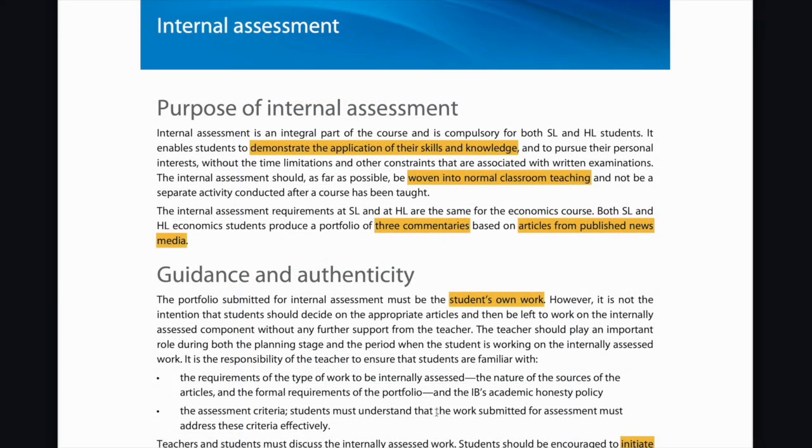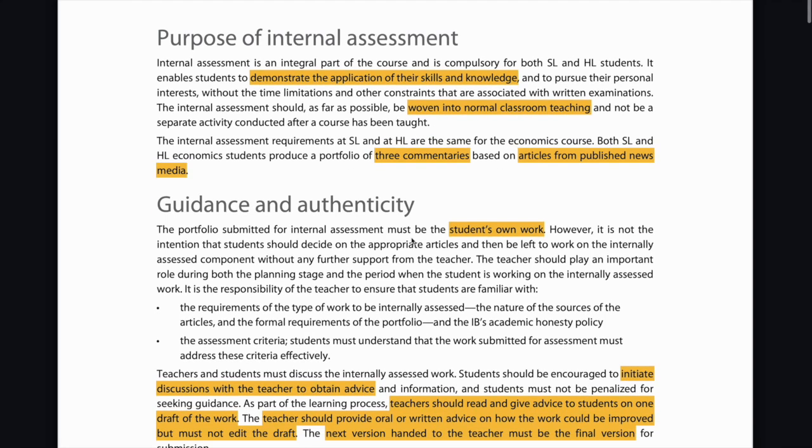Purpose. So what does the IB expect students to do for the internal assessment? The IA is basically a piece of work for the student to demonstrate the application of their skills and knowledge that they obtain from the 2 years economics course and apply them into the real world. For example, on news articles about economic events around the world. Now more on this later.